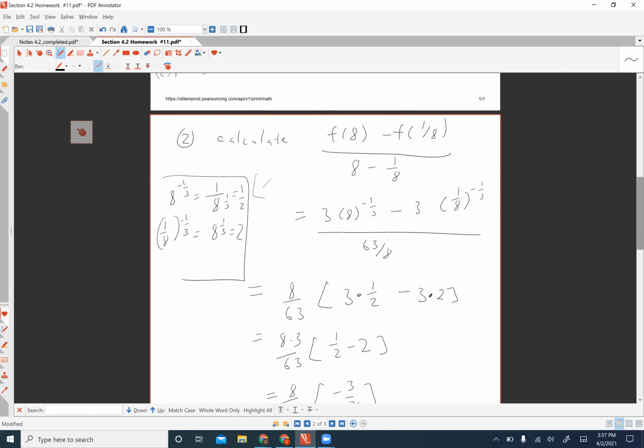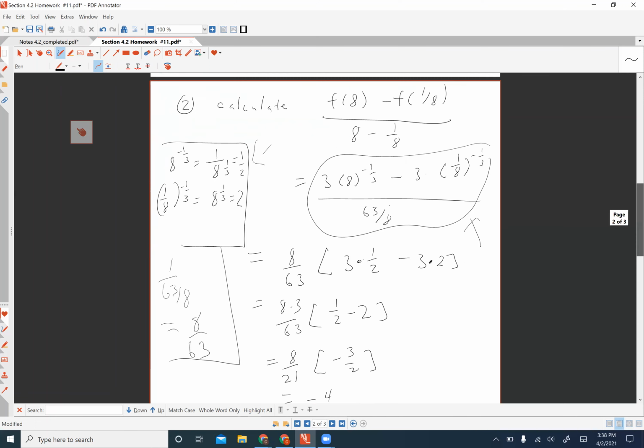Okay, so we end up with this quotient right here: 3 times 8 to the negative 1/3 minus 3 times 1/8 to the negative 1/3, over 63/8. So 1 over 63/8 is just 8 over 63. So the denominator is 63 over 8, that's 8 over 63, and then the numerator is 3 times 1/2 minus 3 times 2. We just do all this arithmetic.